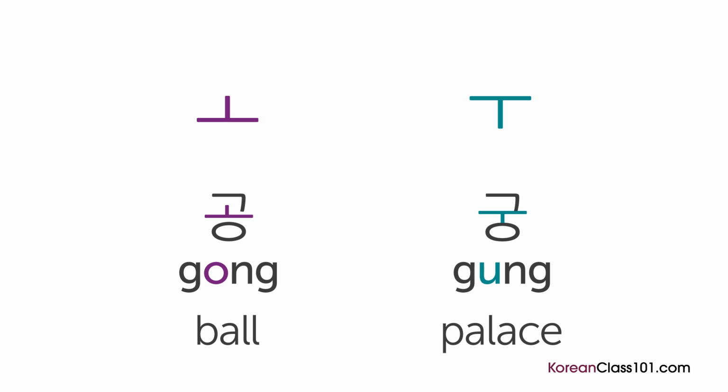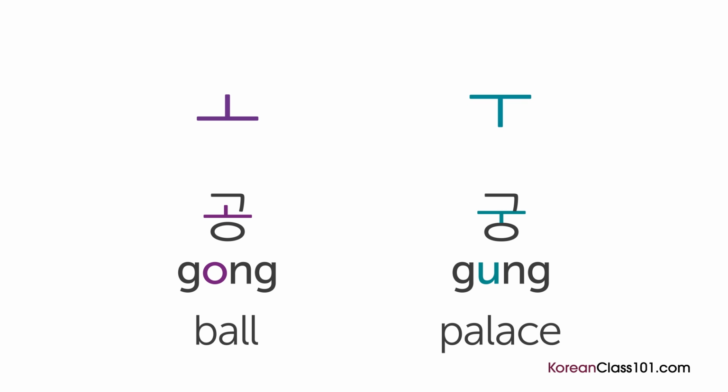Let's break it down with some examples so you can hear the difference between O and U more clearly. Let's take the word 공, which means bowl in Korean. 공 has the vowel O, which makes a round O sound. Now, let's take another word, 궁, which usually means palace. This word has the U vowel. It's going to have more of a U sound.